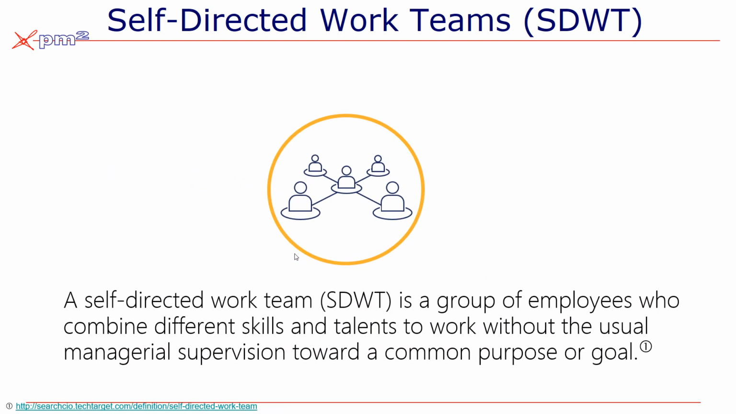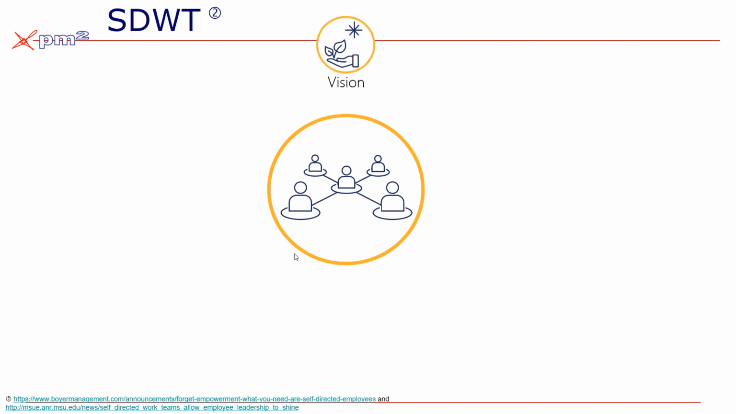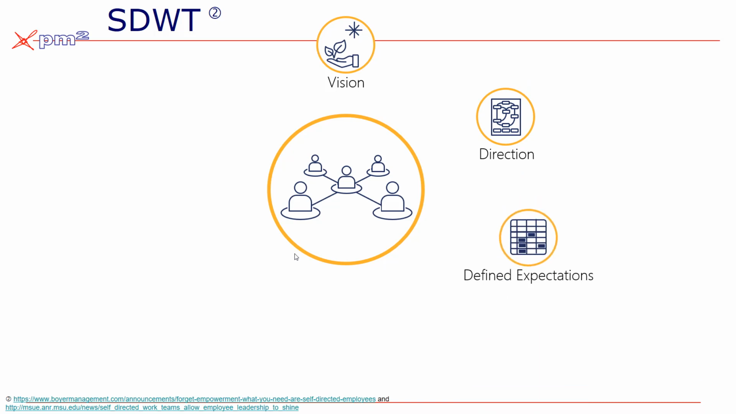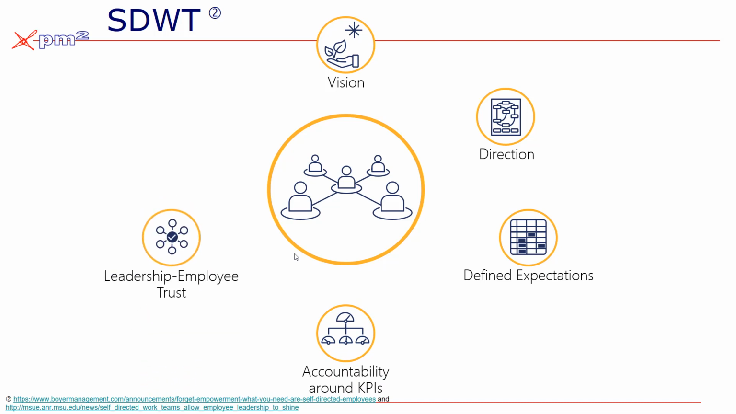As we take a look at sort of the academics around self-directed work teams, what we know is required is the team needs to understand the vision, have clear direction, from there have defined expectations, clear accountability around those KPIs, leadership and employee trust, and finally a culture of coaching and mutual support.